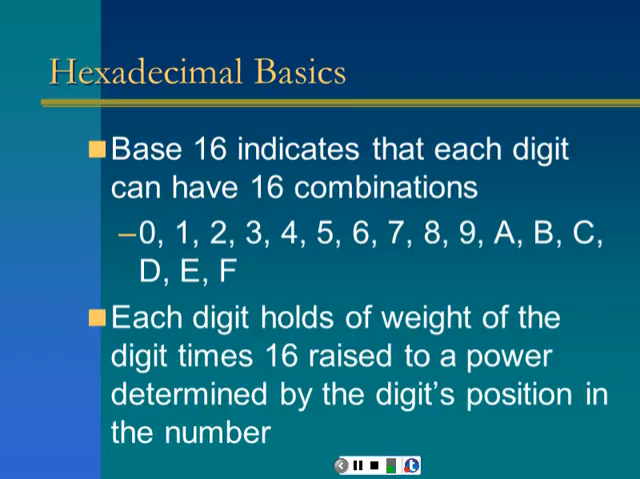Hexadecimal. Hex means six. Decimal is 10. 6 plus 10 is 16, just so you know. So hexadecimal is a base 16 numbering system. Every digit can have 16 combinations, 0 through F. So that is 0, 1, 2, 3, 4, 5, 6, 7, 8, 9, A, B, C, D, E, and F. And guess what happens whenever I pass F?